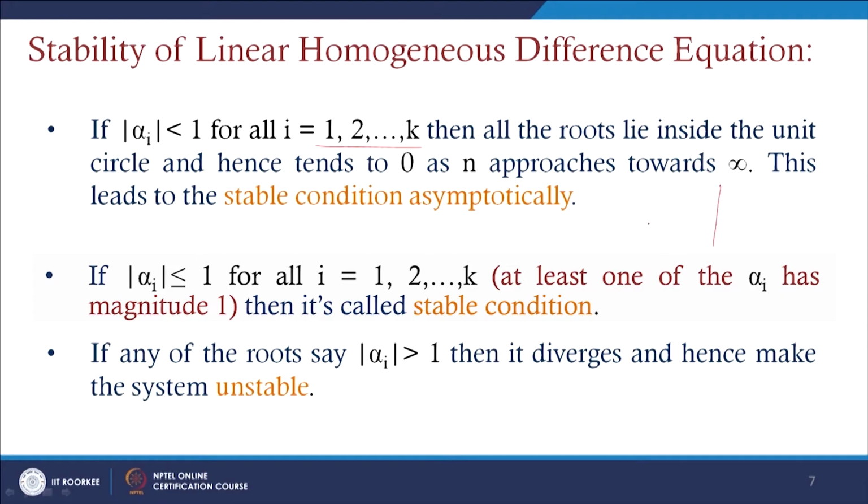If you see a circle here, the solution moves in this form towards the origin, which is why we say it is asymptotically stable. If alpha_i is less than or equal to 1, with at most one of the alpha_i equal to 1, for all i equals 1, 2 up to k, then it is called a stable condition. This means you will have a constant value, a straight line in that sense. If any one of the roots, say alpha_i, is greater than 1, then the solution diverges and makes the system unstable.